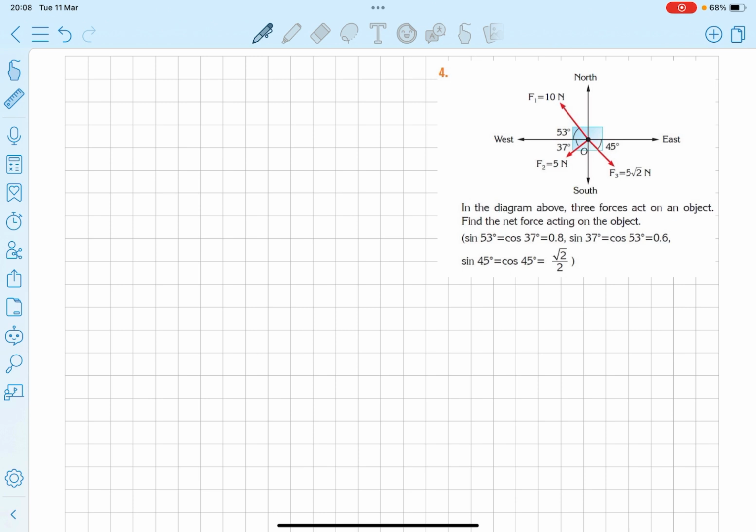Let's make the solutions. So the first question, question 4, says: in the diagram above, three forces act on an object, find the net force acting on the object. So values of angles are given and values of forces are given here.